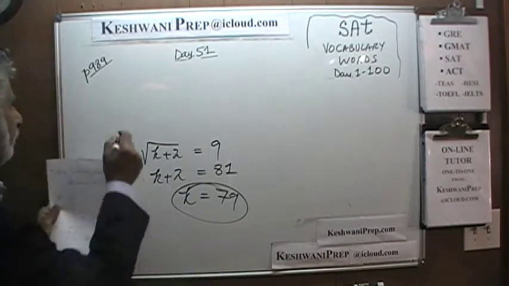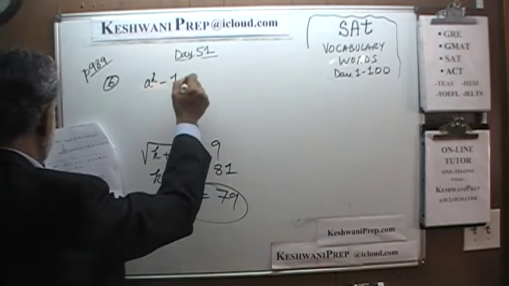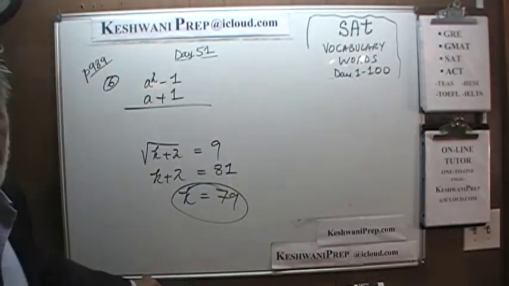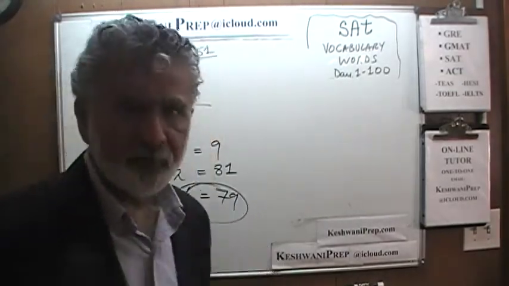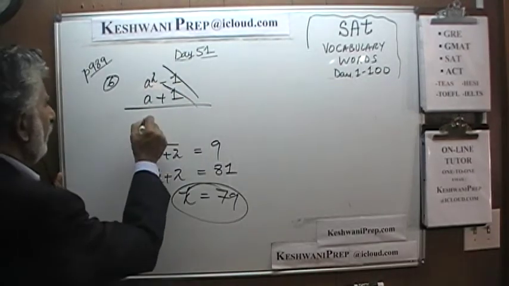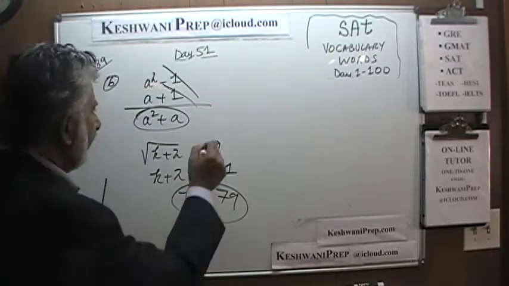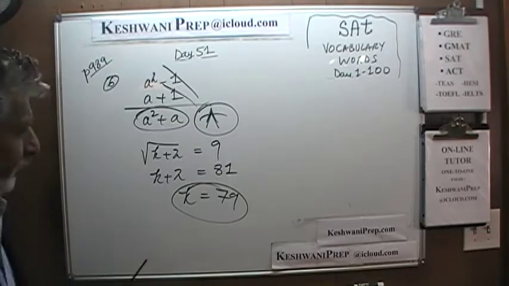Number 6. We have a squared minus 1 and a plus 1. And they simply want us to add up these two expressions. That's all it is. Let's add them up, shall we? If we add them up, as you can see, negative 1 and positive 1 will go away. We'll end up with a squared plus a, and there is answer choice A.